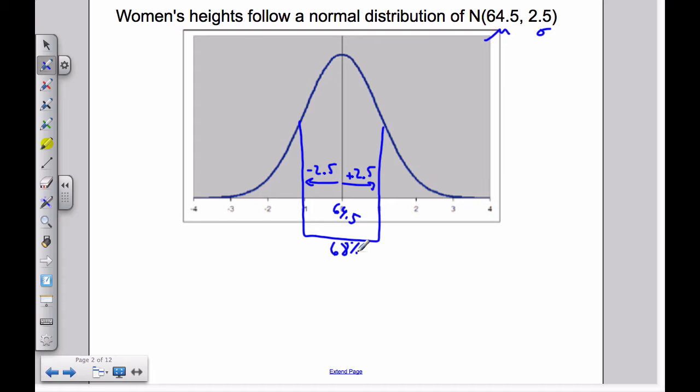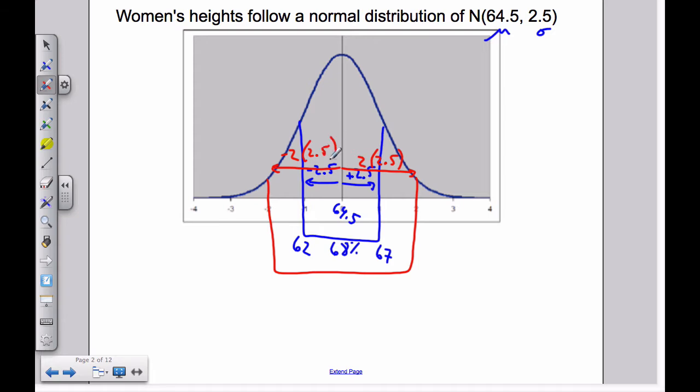So if I add 64.5 plus the 2.5, that puts me at 67 inches. If I subtract 2.5, 64.5 minus 2.5, that puts me down to 62 inches. So 68% of women fall between 62 and 67 inches tall. I can also go out to 95%, if I go out 2 standard deviations either side of that mean. In other words, I need to add 2 2.5s and subtract 2 2.5s.